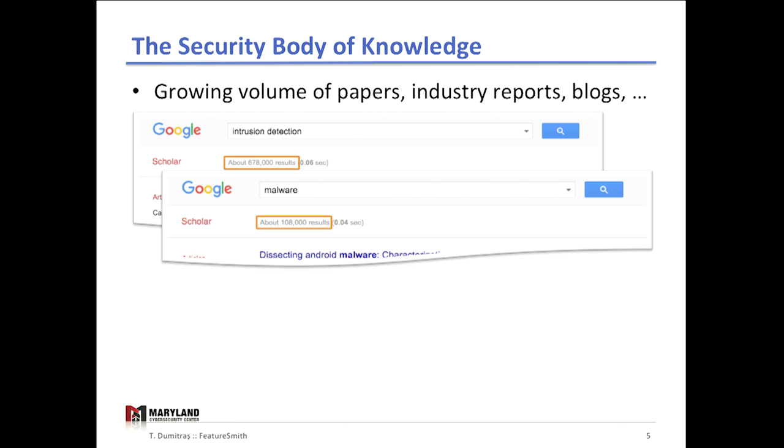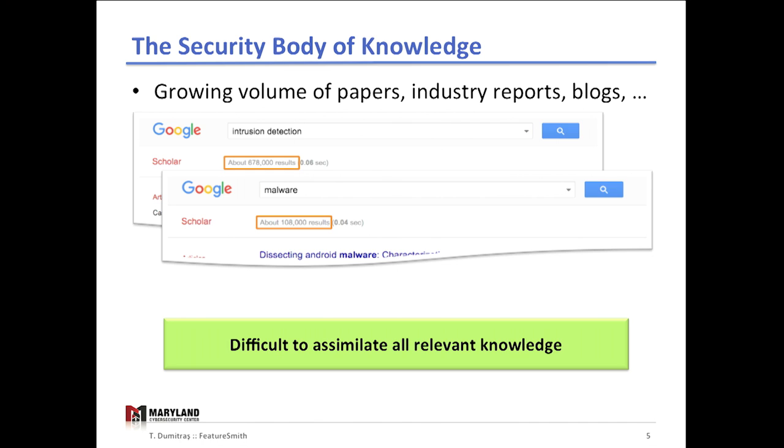But this knowledge is growing. So there is more and more information available about various security threats in academic papers, industry reports, blog posts. So for example, Google Scholar estimates that over 600,000 papers have been published on intrusion detection and over 100,000 on malware. So because of this, it can be difficult for humans to read all these papers and to assimilate all the knowledge that is potentially relevant.